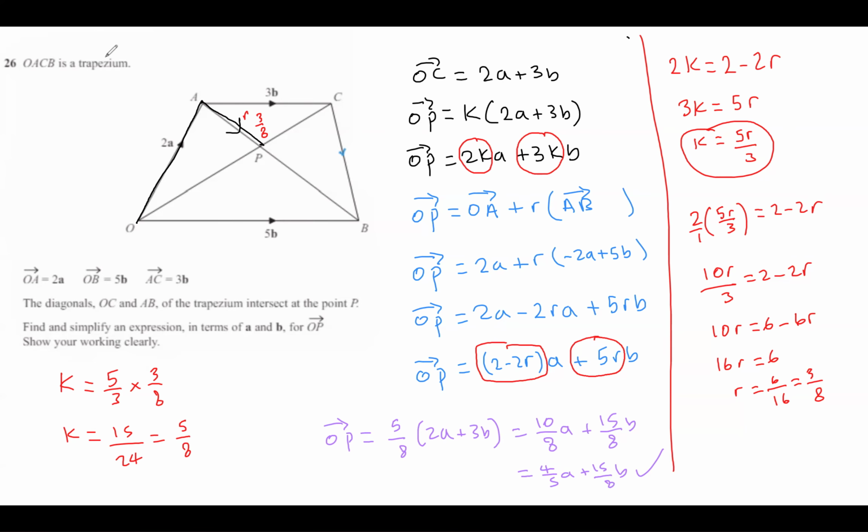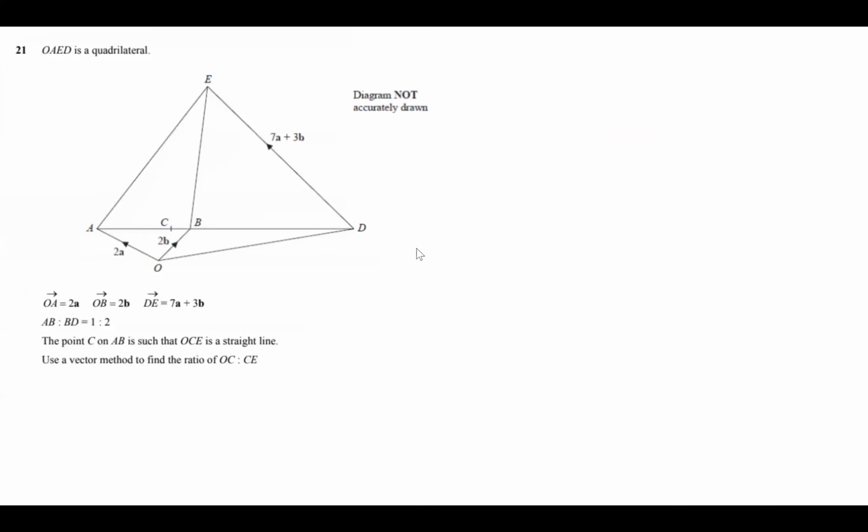So again, you can pause the video and have a go at this one by yourselves. However, I'm going to get started with it. So if we have used a vector method to find the ratio OC to CE. Right, OC to CE.